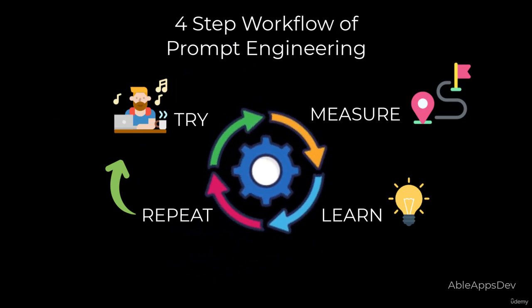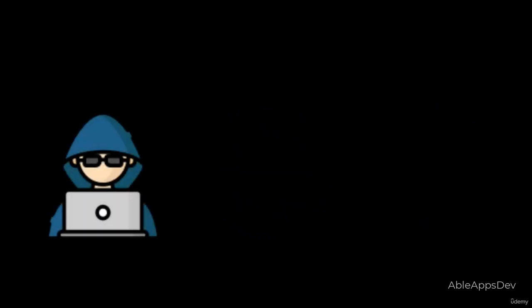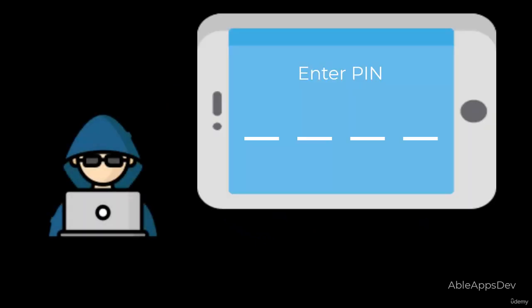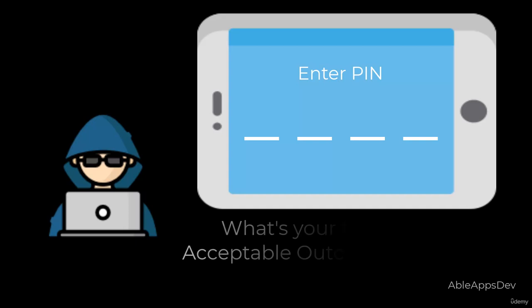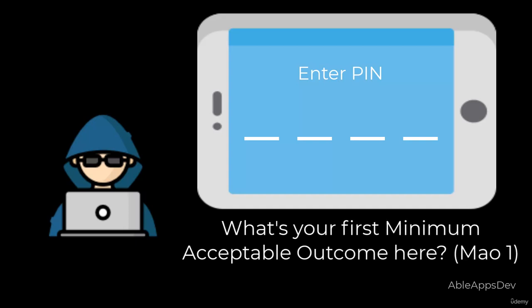So let's see these 4 steps in action using this scenario. Let's say you are a hacker, and here's a 4-digit code that you need to break. You also know that each digit is between 0 to 9, and in this case, the ideal outcome is that you found all 4 digits. Let me ask you this. What's the minimum acceptable outcome to start with? And if you're wondering what's a minimum acceptable outcome, it would be your first victory in this mission.